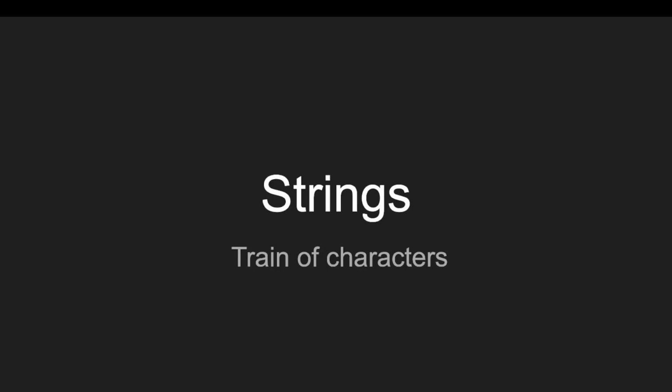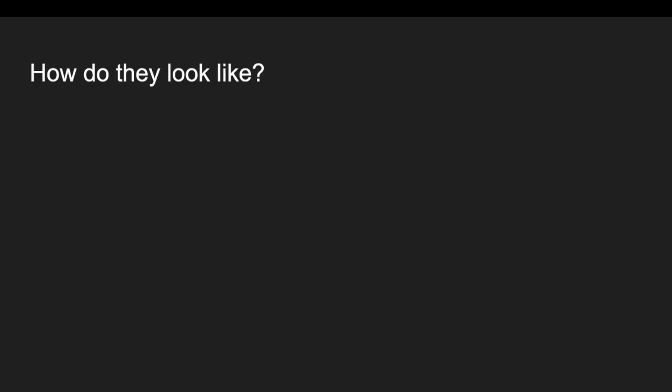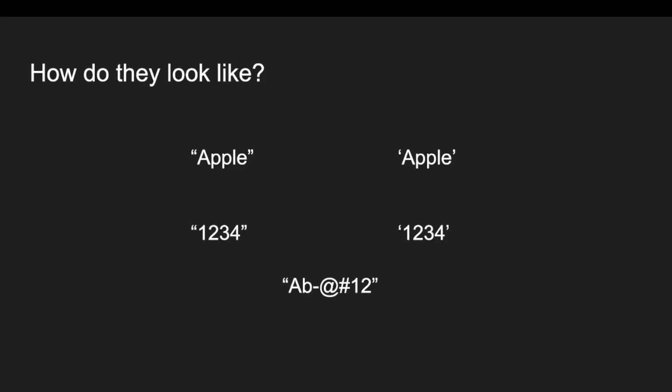Today we'll be learning about strings in Python. Strings are basically a train of characters. How do they look? They're usually put in double quotes or in single quotes. They can be an arrangement of alphabets or of numbers, or basically a mixture of any different type of characters.